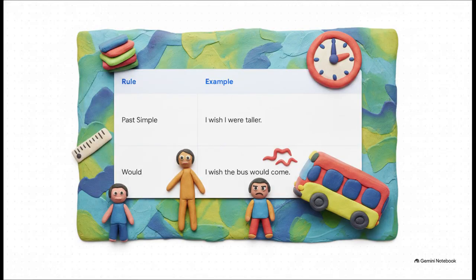Let's just take a quick breather and compare these side by side. Look over at the first column, changing a reality. If you want to change a solid fact about today, stick to the past simple. I wish I were taller. But then look at the second column, changing an annoyance. If a behavior is driving you crazy, use would. Like, I wish the bus would come. You're essentially complaining about a delay. Spotting the difference between a reality and an annoyance is a huge, game-changing step for your English.